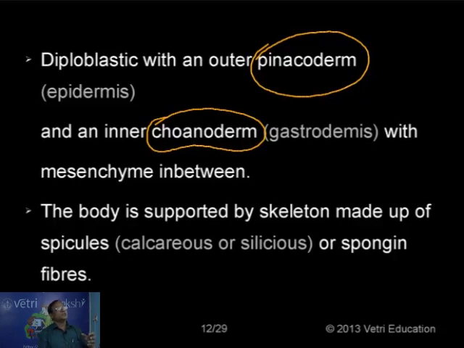Normally, the body is rigid in nature. This is because the body wall is supported by a skeleton made up of spicules of either silica or calcium carbonate, or spongin fibers. In the case of bath sponge, we have the spongin fibers. The dried spongin fibers are useful for bathing. We obtain the spongin fibers mainly from bath sponge, the economically important example which provides natural bath sponge.